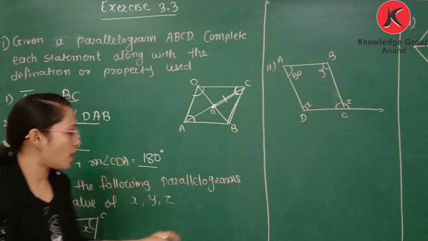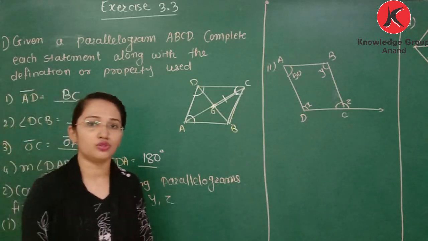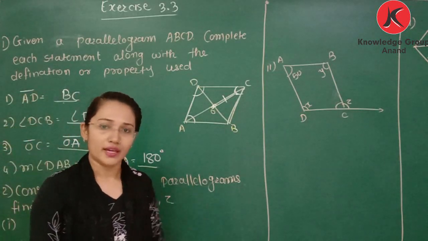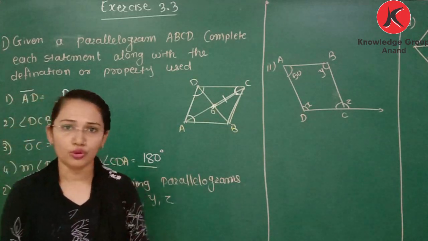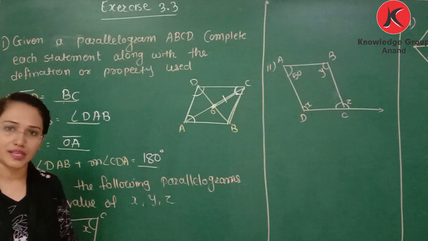Okay, angle, you have to find x, y, z. It means you need to use a property, that is adjacent angles are supplementary and opposite angles are equal. But you need to remember the concept you learned in 7th standard.